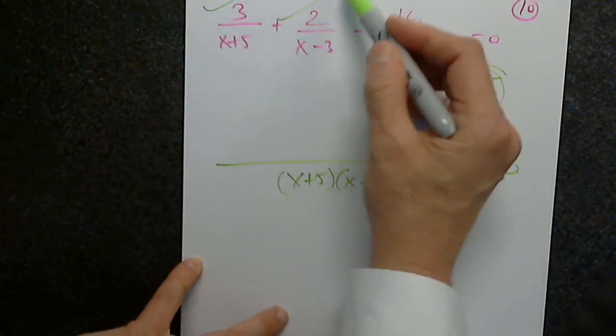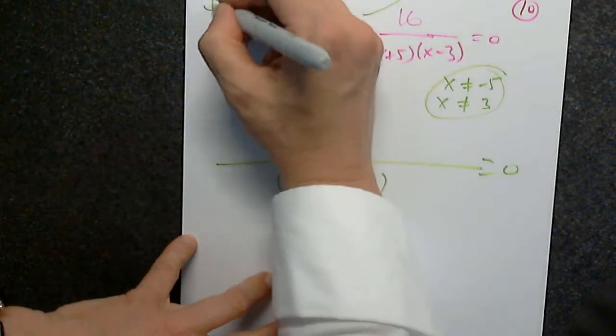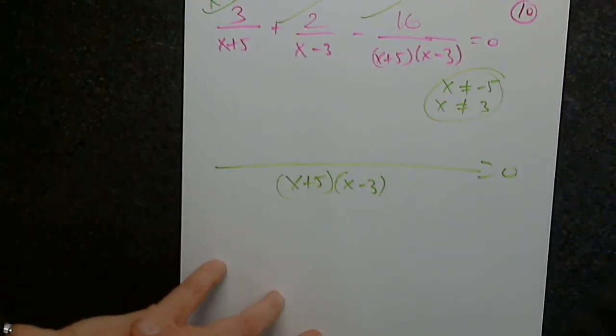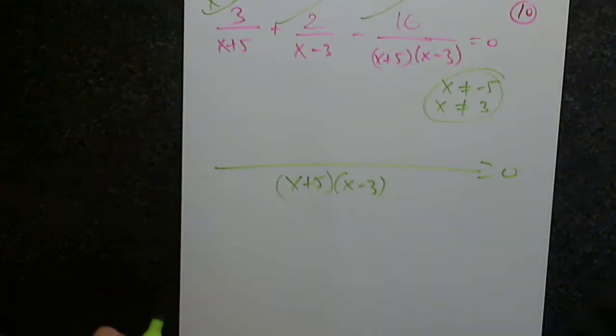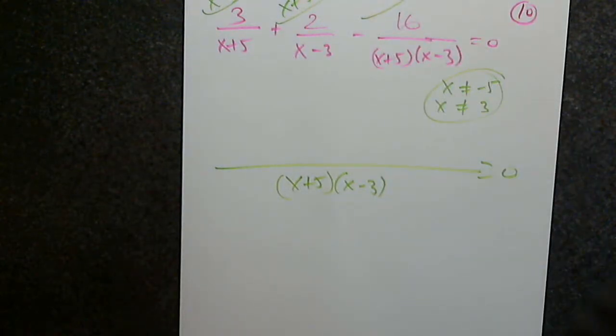What do I multiply the top of the first fraction by? It has to be x minus 3 because it doesn't have it. So we have to multiply top and bottom by the same thing. What do we multiply the top of the second one by? X plus 5. Right, because it does not have it. What do we multiply the top of the third one by? Exactly, or nothing. It's up to you, one or the other.